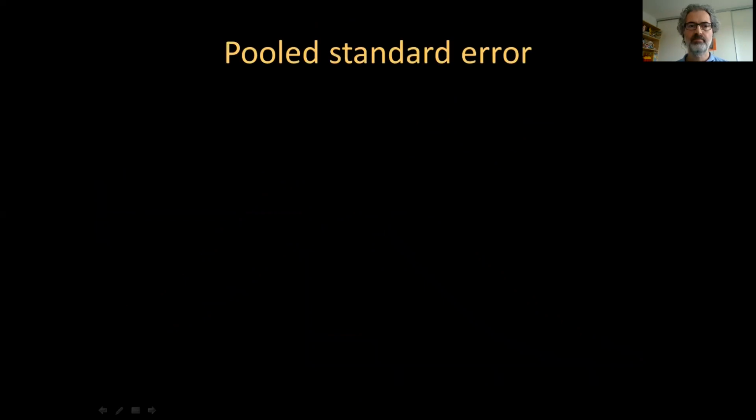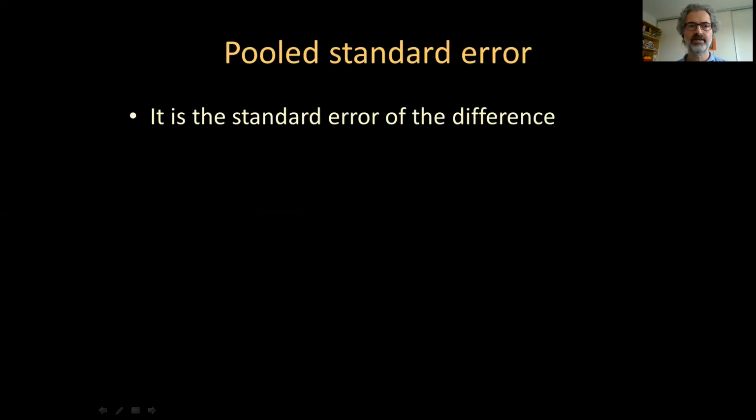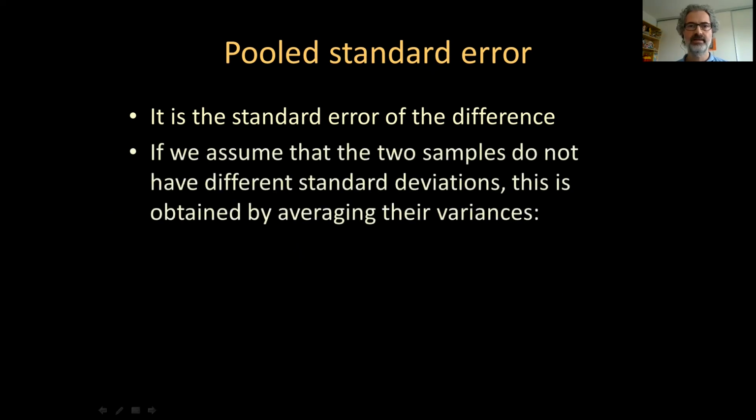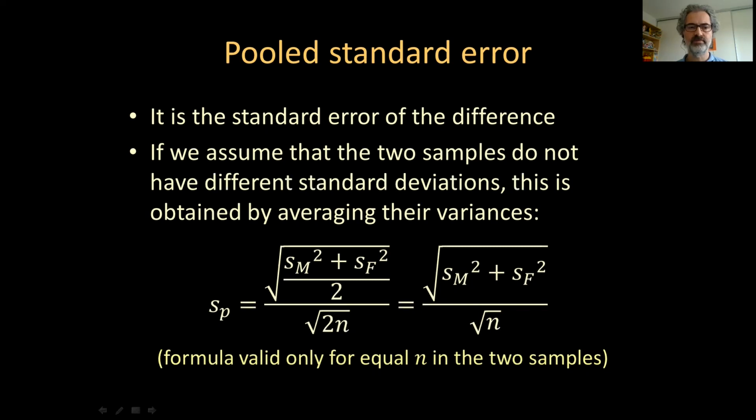This is called the pooled standard error. The pooled standard error is in fact the standard error of their difference. This is actually very simple to calculate if we assume that the standard deviations of the two groups do not differ. Then we can simply average the variances of the two groups.